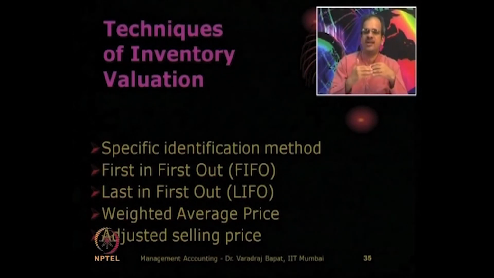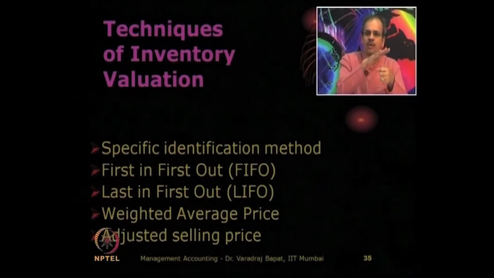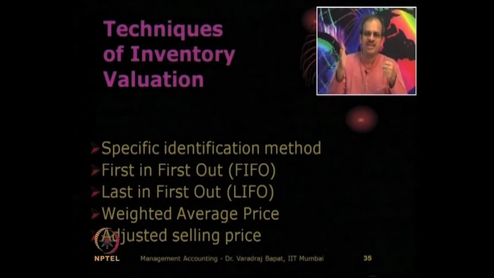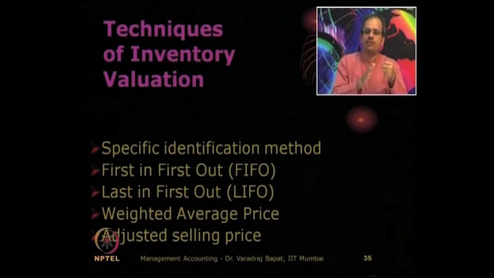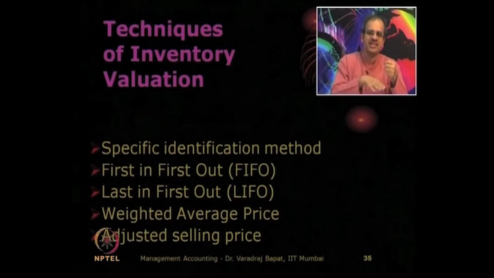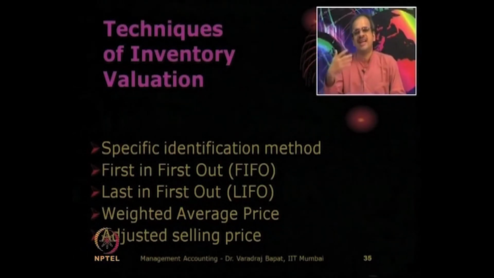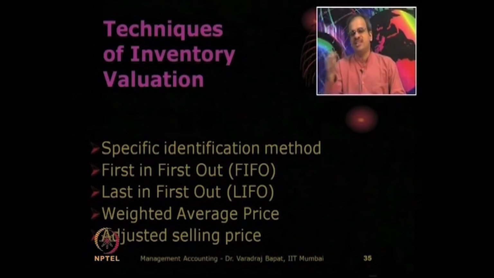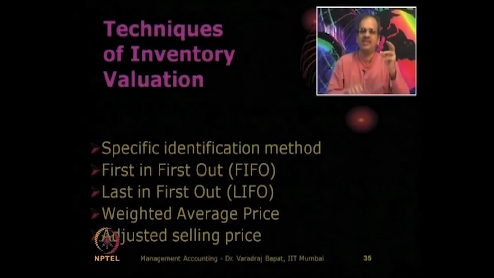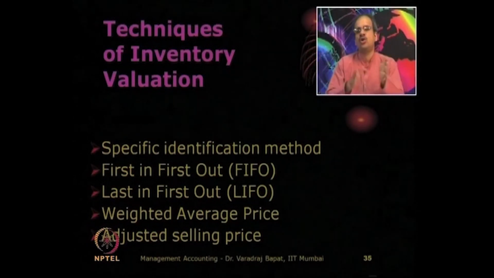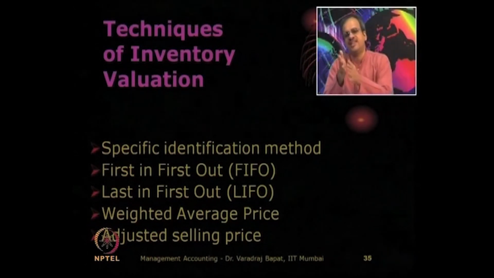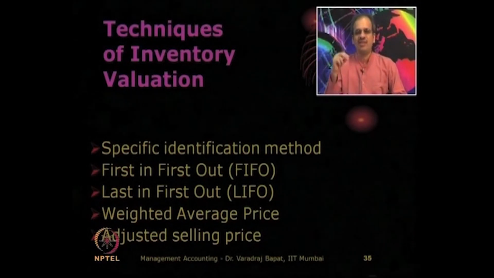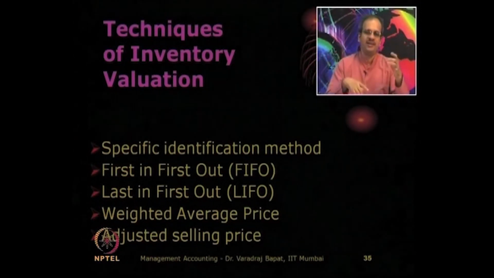So, let us say we have a raw material X. It is purchased on 2nd of January, again purchased on 4th of January, and again on 6th of January, all of these purchases at different rates. Now, the problem is which of these should be taken as the value on the valuation date, as on the balance sheet date. So, there are a variety of methods, as you can see here.